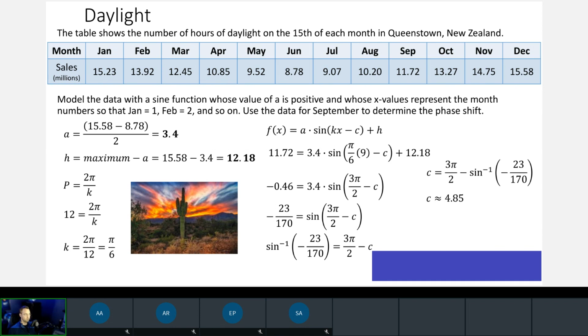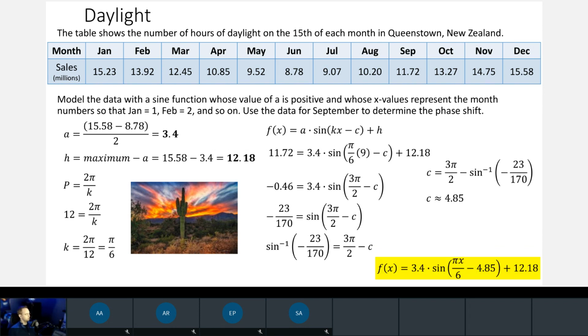It is 4.85. So now we have everything we need to construct our equation. And we get 3.4 times sine of pi x over 6 minus 4.85, plus 12.18. We could type this into GeoGebra or Desmos and verify that we get these answers for the corresponding month. So when x is 1, we should get this number. When x is 2, we get this number, and so forth. That is an easy way to verify the final answer.